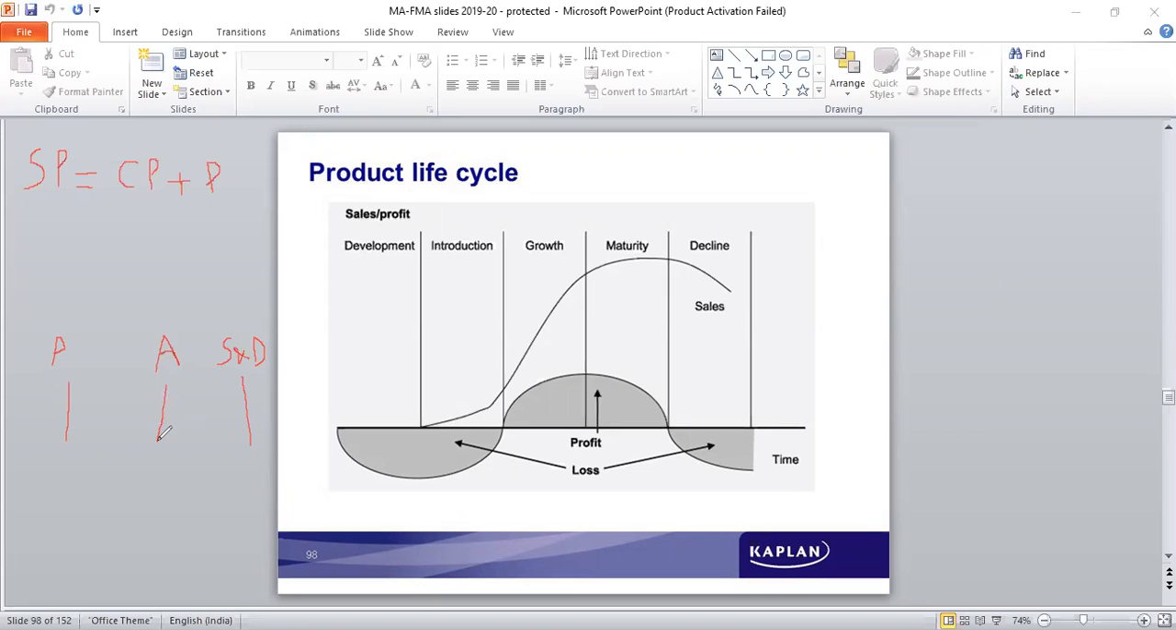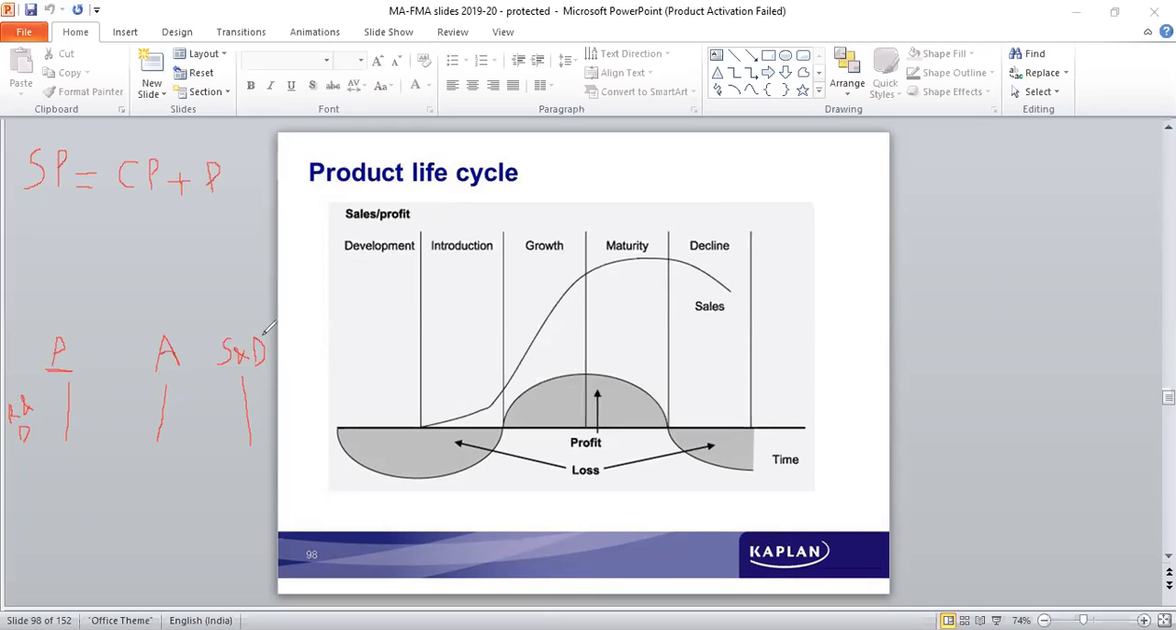But the product life cycle concept says that for every product there is a life cycle. Life cycle starts from the introduction stage and goes till the decline stage. So it also mentions that even before the production work starts, before the manufacturing work is started, there are other costs also incurred, which are research and development, designing cost. There are certain costs which are incurred before the manufacturing work starts.